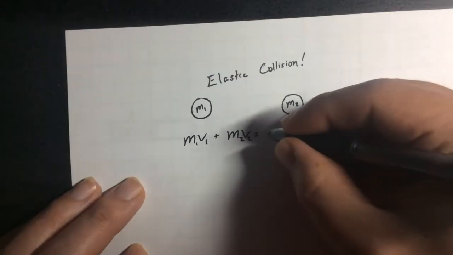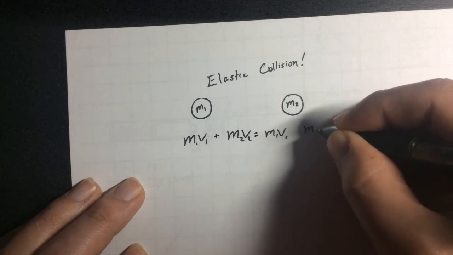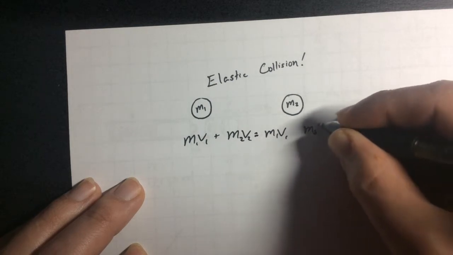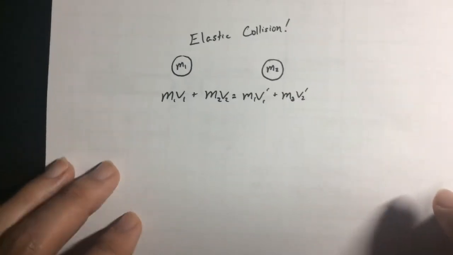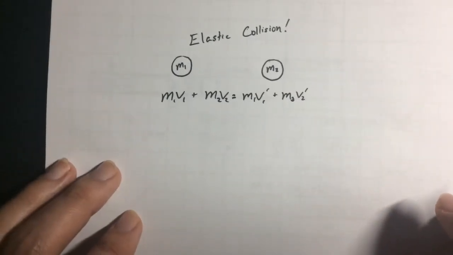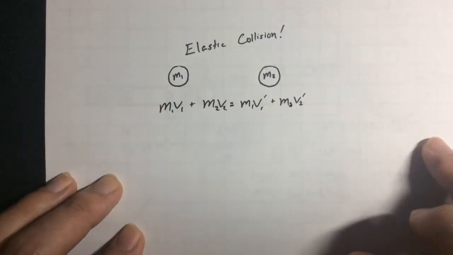After the collision, they're going to go bouncing off, M1, V1, M2, V2. But we're going to prime them because we're going to show, hey, something's different. And that is our base momentum formula. So looking at this, we have two objects moving afterwards, after they collide.